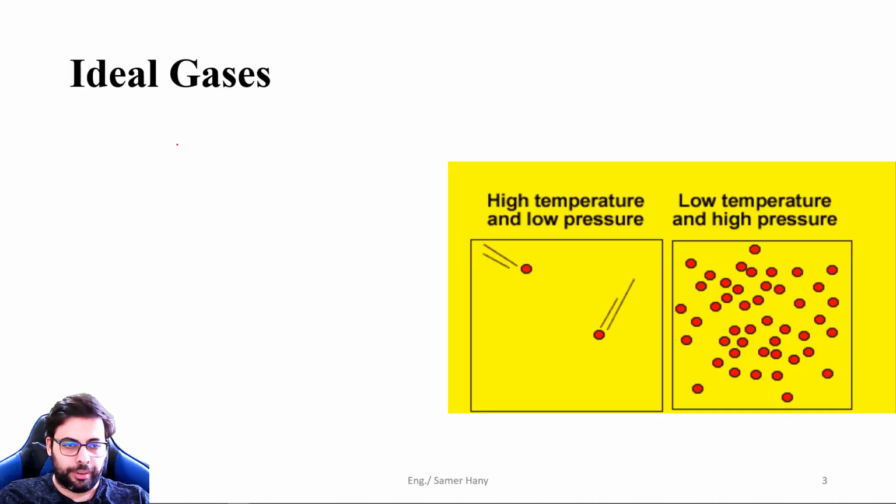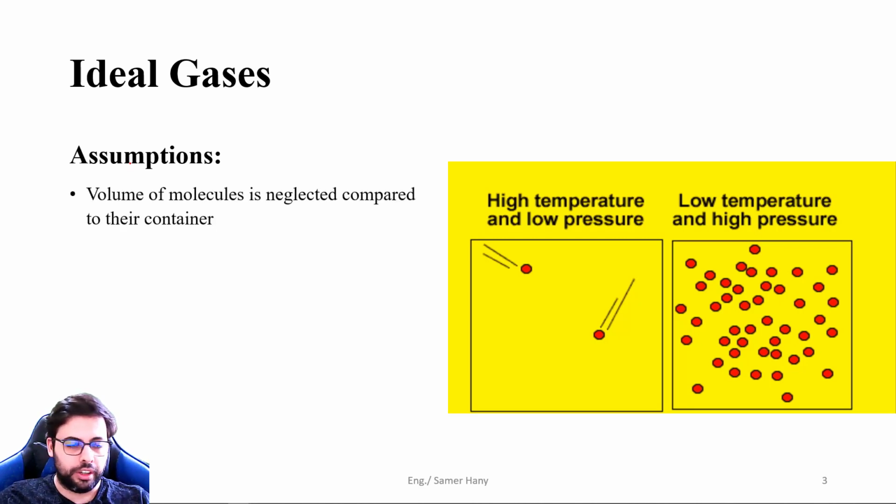Alright? Okay, so what's an ideal gas? We have two assumptions for a gas to be ideal. First off, the volume of the molecules is neglected compared to the container the molecules are in. So something like this example on the left.